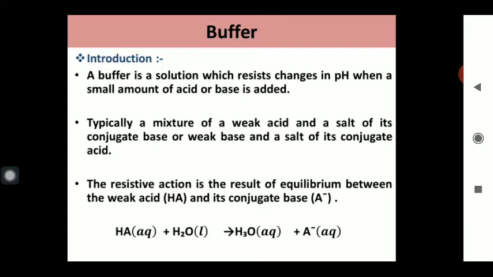Whenever you add some quantity of water, this water dissociates to give the corresponding hydronium ion, so in this way the effect can be neutralized. Or suppose you are adding some quantity of acid to water. This acid immediately dissociates into the corresponding H+ ion as well as the anion. So in this way the impact on the pH can be undone, and that's why this solution becomes a buffer solution.